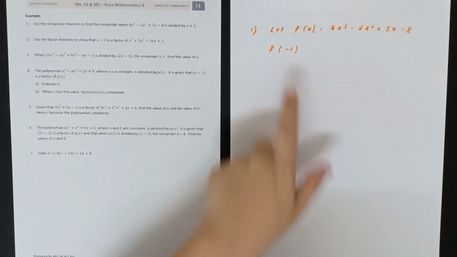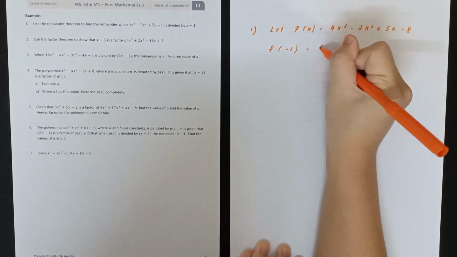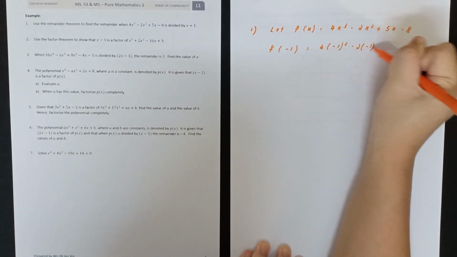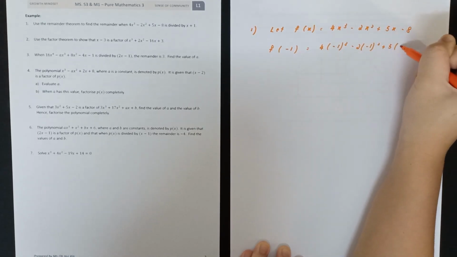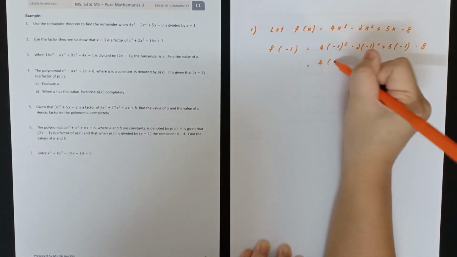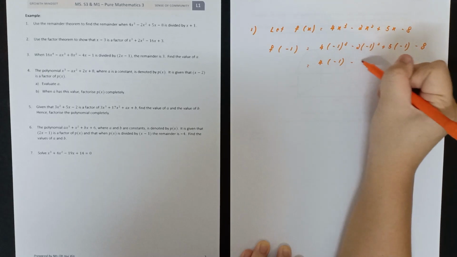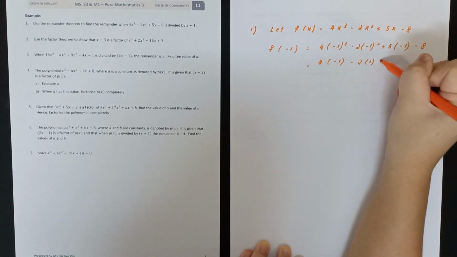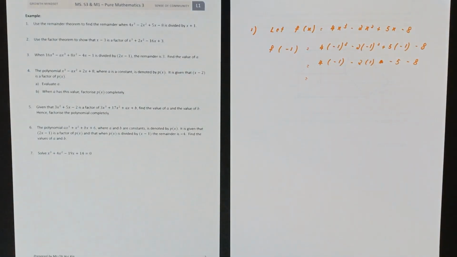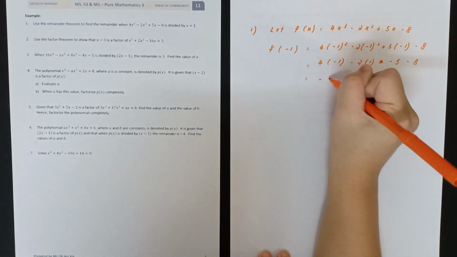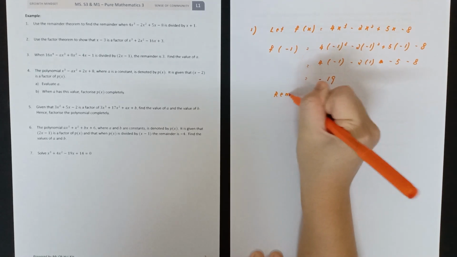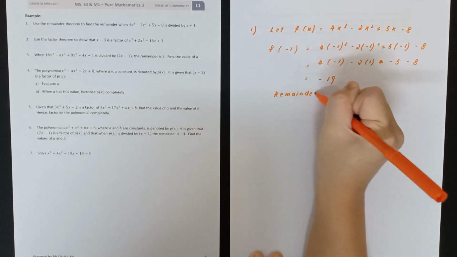So f(negative 1) equals 4 times negative 1 cubed, minus 2 times negative 1 squared, plus 5 times negative 1, minus 8. You will use your calculator to get the answer, but let's write it down. Minus 4, minus 2, minus 5, minus 8. So negative 4 minus 2 is negative 6, minus 13, so you get negative 19. Your remainder is equal to negative 19.